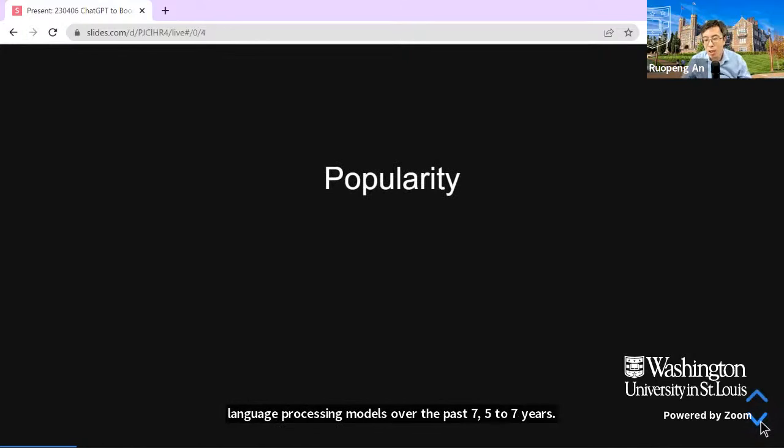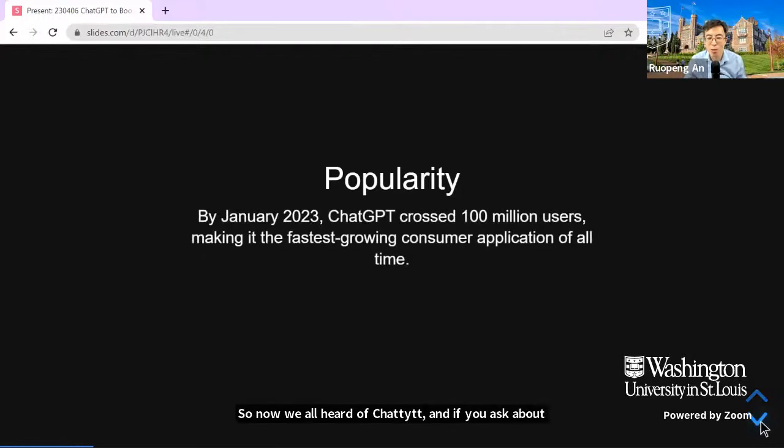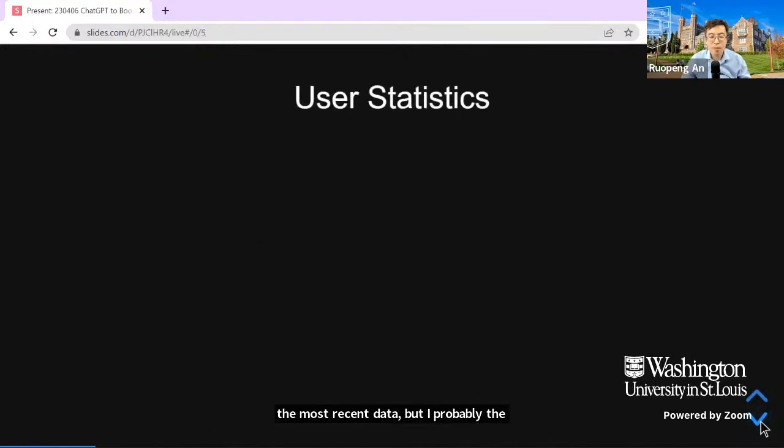So now we all have heard of ChatGPT, and if you ask about the popularity of ChatGPT use, by January 2023, early this year, ChatGPT crossed over 100 million users, making it the fastest growing consumer application of all time. We don't have the most recent data, but probably the user base doubled or even tripled.